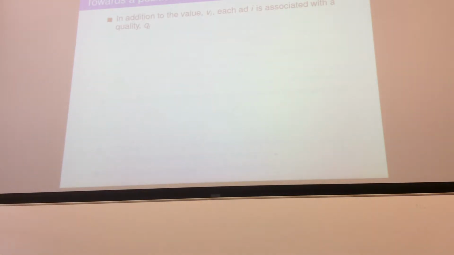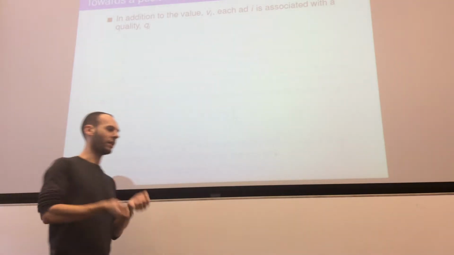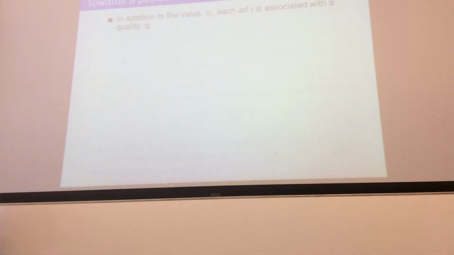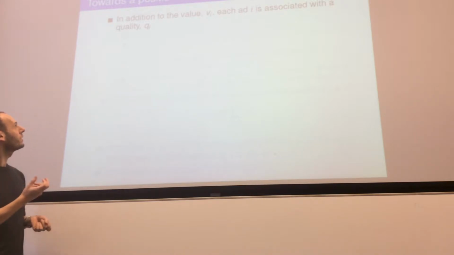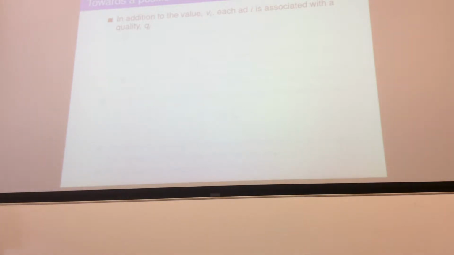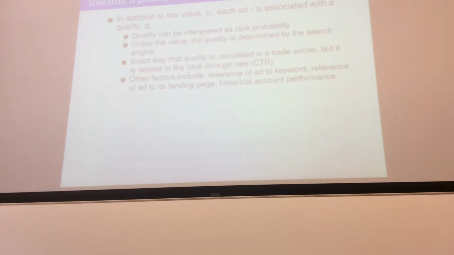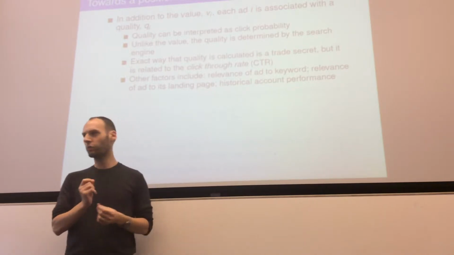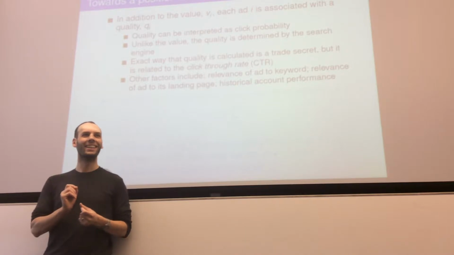we have what's called the quality. The value is what I'm going to pay as an advertiser, my bid, essentially. The quality is something that is not reported by the advertiser, which is very important. It's something the search engine determines, and it encodes the relevance of the ad. You could see it as the probability of click. Google tries to estimate the probability that a certain ad is going to be clicked. How does it do that? It doesn't tell us.